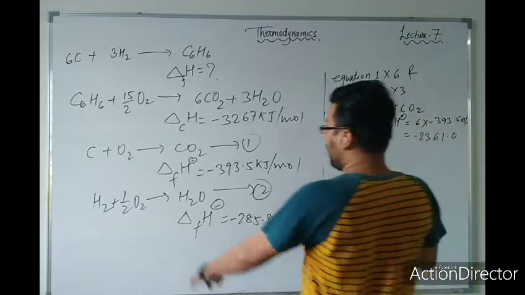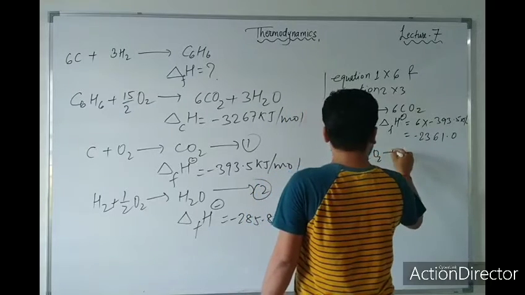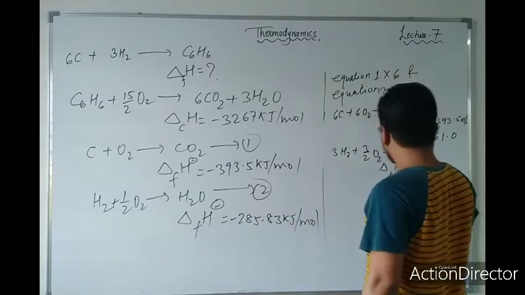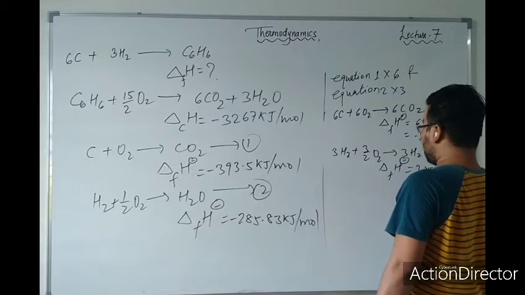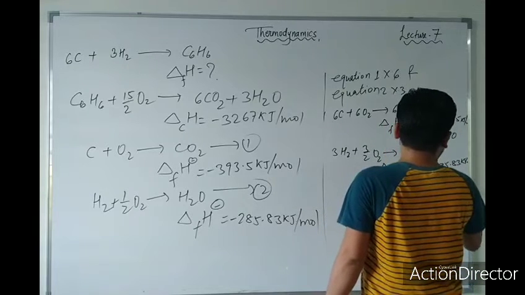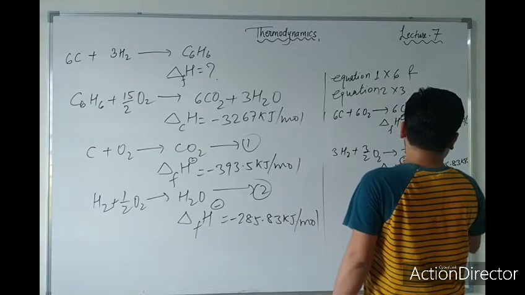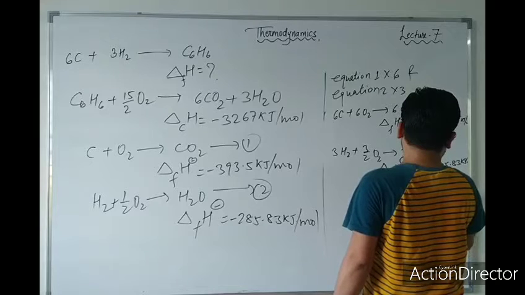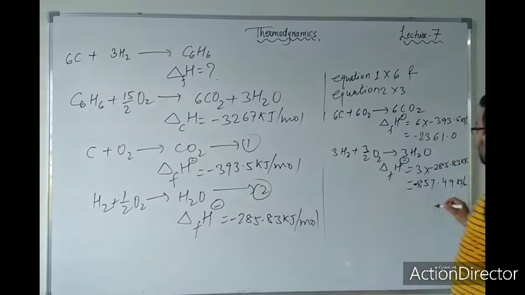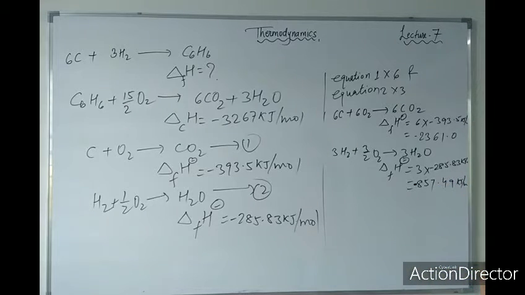अब दूसरे वाले को 3 से मल्टीप्लाई करना है, 3H2 + 3/2 O2 = 3H2O। यहाँ पे ΔH_f माइनस कितना हो जाएगा? 3 इंटू -285.83 kJ/mol, बराबर। 3 से मल्टीप्लाई करेंगे, 3 3 जा 9, 8 3 जा 24, 5 3 जा 15, और आगे करने पर -857.49 kJ/mol, बराबर। देखिए, बराबर है, राइट.